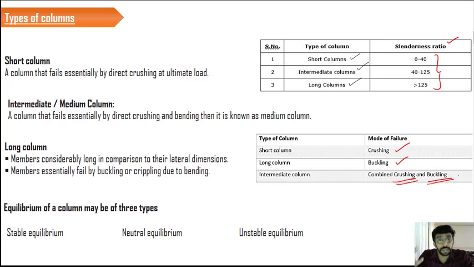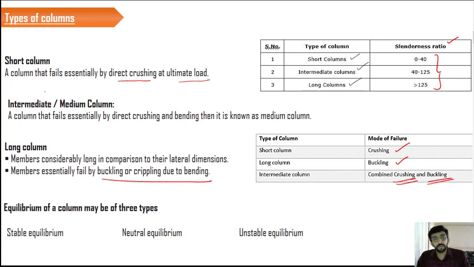Now the question is why it fails. The answer is very simple. Whenever we apply a load and the stress developed within the material crosses the ultimate value, it fails. That's the simplest answer we can give. Short columns fail by direct crushing beyond the ultimate value. Similarly, long columns fail when the load goes beyond the buckling or crippling load. And when the load crosses a particular combined value, the intermediate column fails. So this is how we categorize the columns into three.